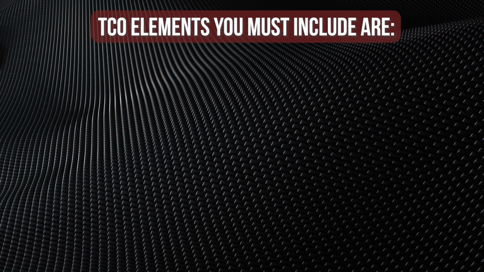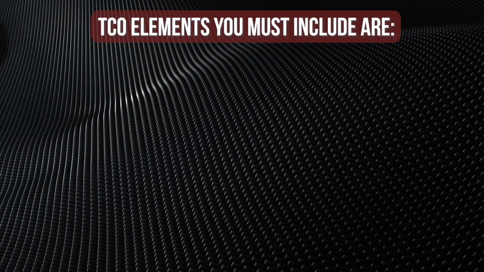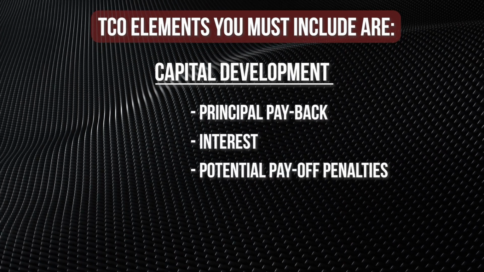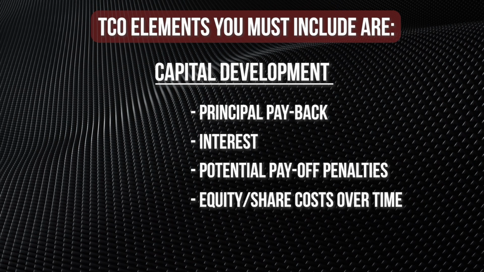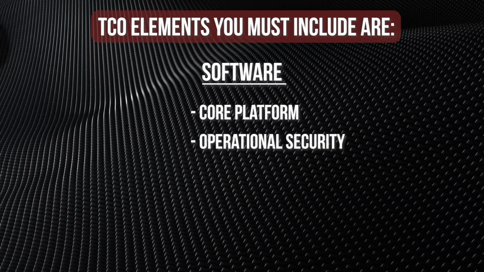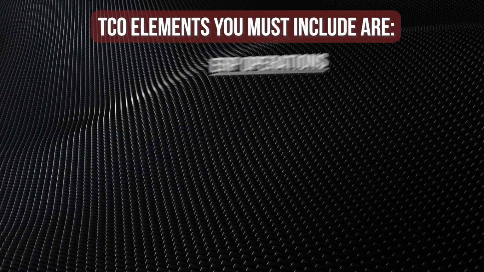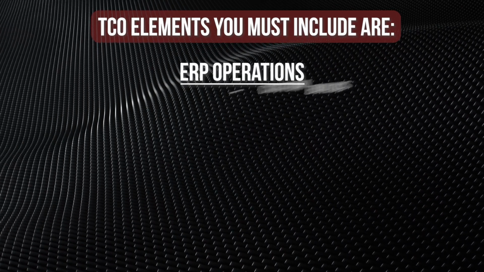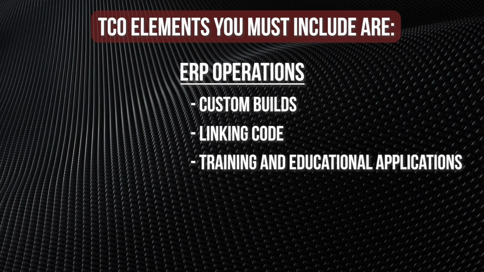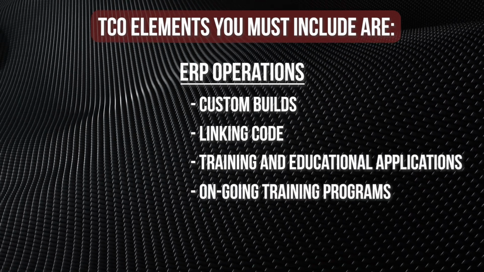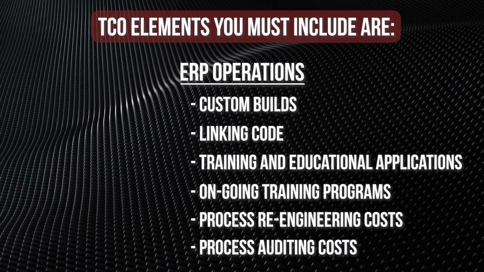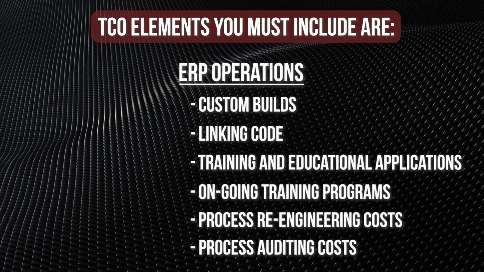The first TCO elements you must include in your calculations are capital development, principal payback, interest, potential payoff penalties, equity share costs over time. Software, core platform, operational security, low-level utilities. ERP operations, custom builds, linking code, training and education, applications, ongoing training programs. Process re-engineering costs. Process auditing costs, both internal and external.